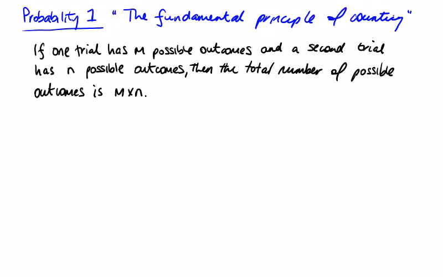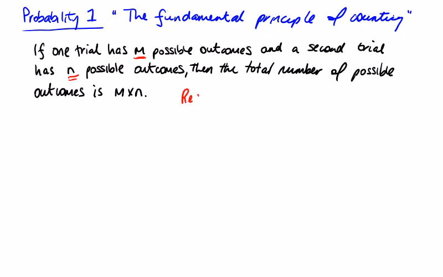So probability 1, the fundamental principle of counting. It states if one trial has m possible outcomes and a second trial has n possible outcomes, the letters they use are m and n, then the total number of possible outcomes is m by n.